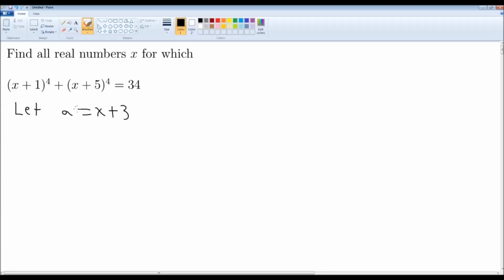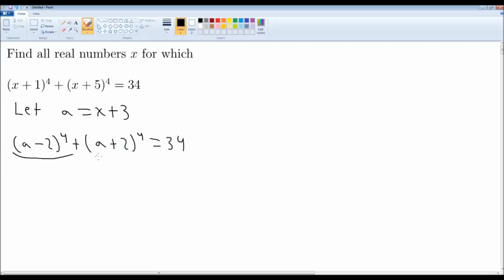We can make a new variable a to be x plus 3. Now, why x plus 3? Because that's the midpoint between this and this. It allows us to write these as a minus 2 and a plus 2, respectively. The fact that we have the same number here, but one's plus, one's minus, is going to help us later on and make stuff cancel nicely.